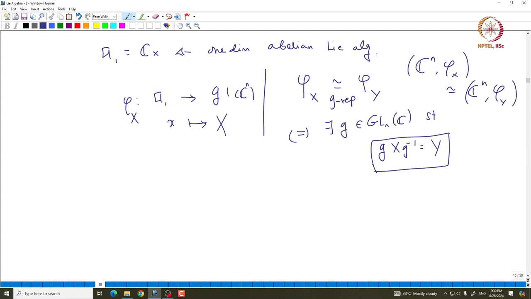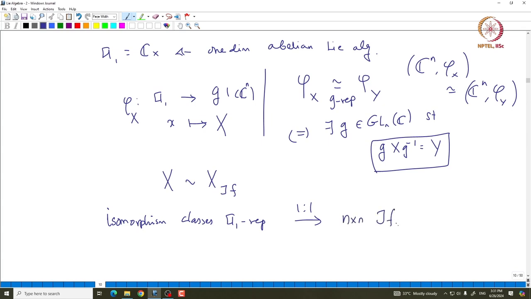So we know that up to GL_n conjugacy X can be transformed into Jordan form. That means up to this isomorphism one can conjugate this X to the Jordan form of X. So this tells us that the isomorphism classes of A1 representations have a one-to-one correspondence with the n by n Jordan forms.